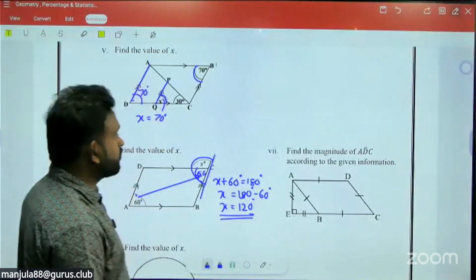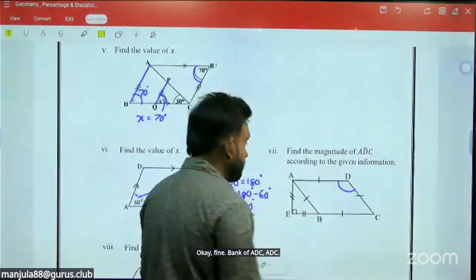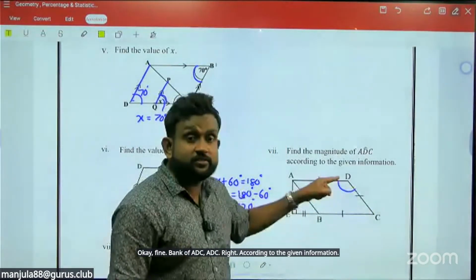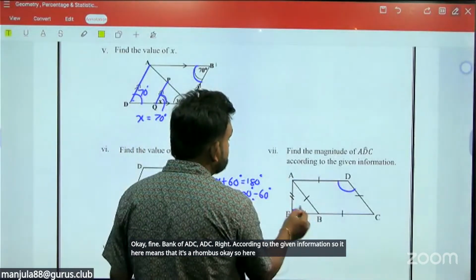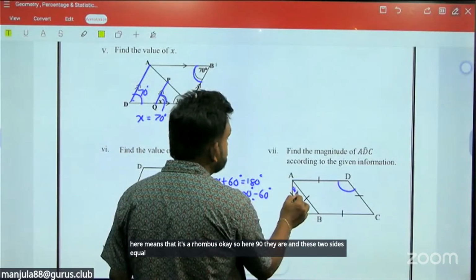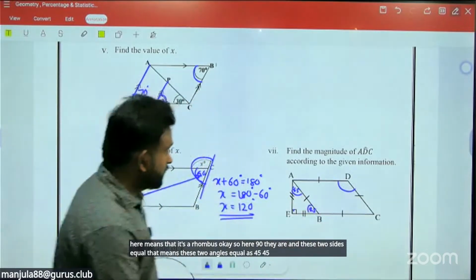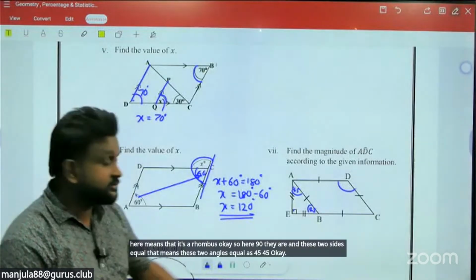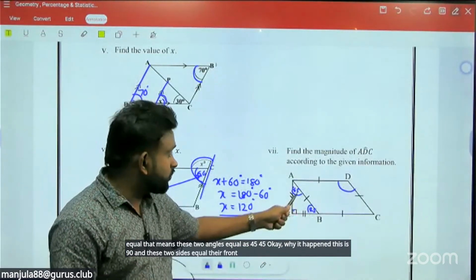Okay, find the magnitude of ADC, according to the given information. So here it is a rhombus. Here is 90, and these two sides are equal. That means these two angles are equal, 45, 45. Why did it happen? This is 90 and these two sides are equal, so their opposite angles are equal. 45, 45, this is 90.